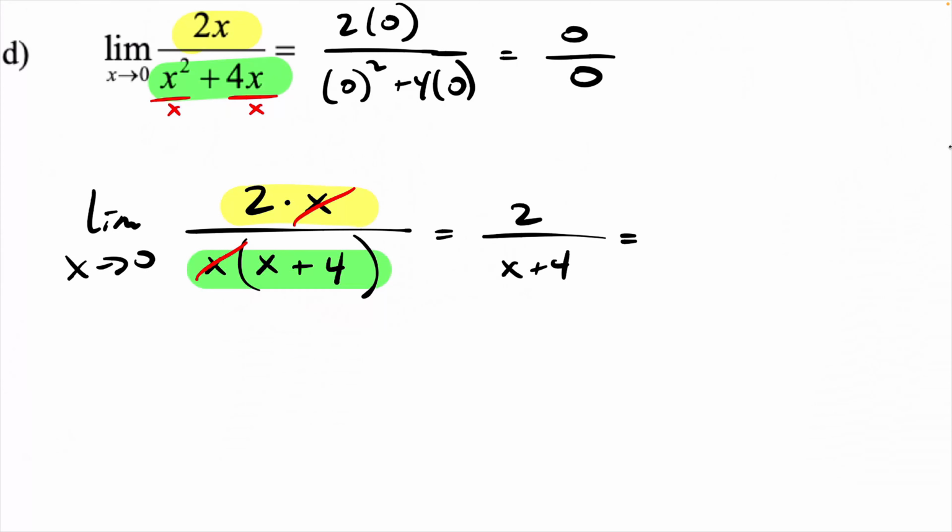Plug in. What do I get? 1/2, right? You get 2 over 4, which is 1/2. I'm okay with that. The only thing that makes me not finish with the problem is getting 0 over 0. If I get 0 over 0, I've got to keep going. Anything else, you're done. Okay?